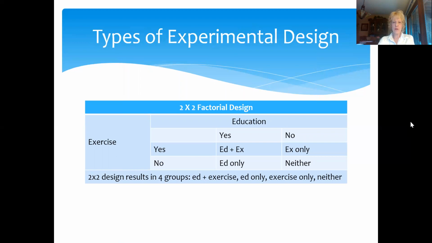There's also the 2x2 factorial design. If we were doing education and an exercise intervention, and we wanted to know, was the education alone effective? Was the exercise alone effective? We could do this 2x2 design.